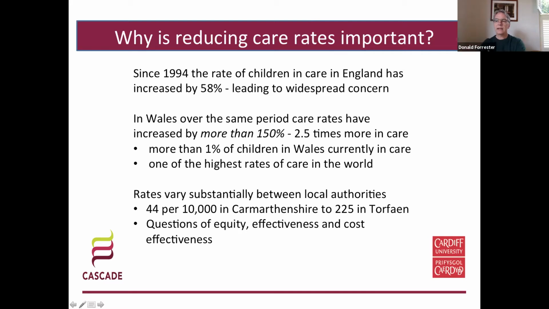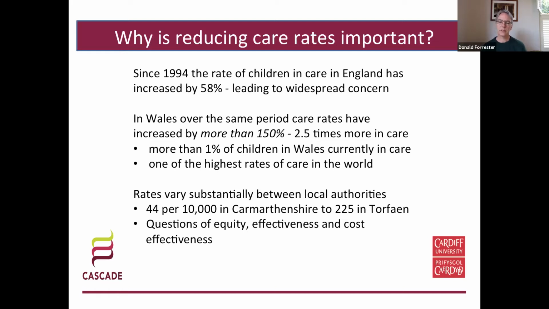I'm going to use care rates as a starting point, because it helps illustrate a lot of the key problems in this area. I'm not going to belabor some of these statistics, because I imagine most of you are aware of them one way or another. But since 1994, the rate of children in care in England has increased by 58%. In Wales, it's much more marked, about 150%. So there are 2.5 times the number of children in care now than there were in 1994.